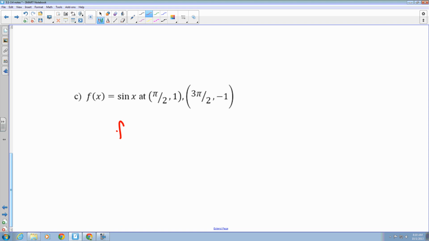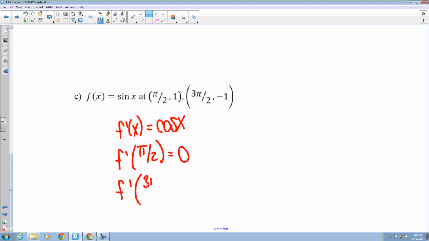Sine of x, let's find the derivative of sine of x. It's cosine x. F prime of pi over 2 is 0, and f prime of 3 pi over 2 is also 0.